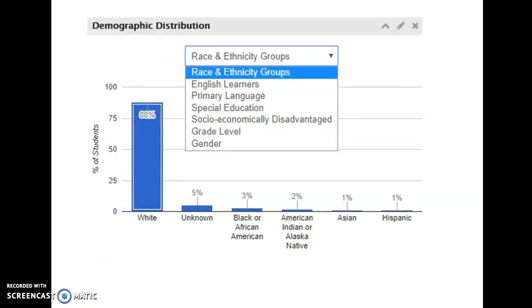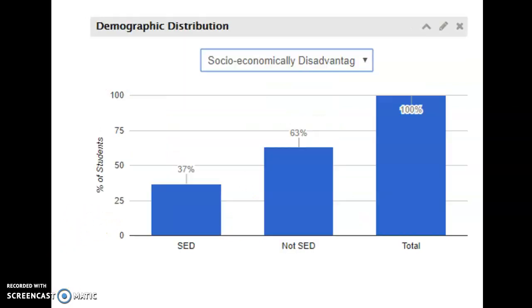Now, race distribution is one, but you also have English learners, primary language, special education. I find socioeconomically disadvantaged, or SED, the most illuminating, no pun intended, because that is where we have some diversity with our students. If I click socioeconomically disadvantaged, again I get a bar graph. Out of my 100 students, 37 of them are socioeconomically disadvantaged. I can double click on that and get their names.